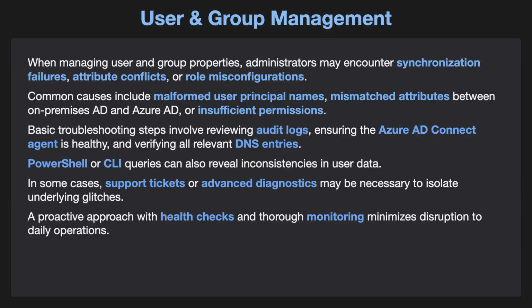When managing user and group properties, administrators may encounter synchronization failures, attribute conflicts, or role misconfigurations. Common causes include malformed user principal names, mismatched attributes between on-premises AD and Azure AD, or insufficient permissions. Basic troubleshooting steps involve reviewing audit logs, ensuring the Azure AD Connect agent is healthy, and verifying all relevant DNS entries. PowerShell or CLI queries can also reveal inconsistencies in user data. In some cases, support tickets or advanced diagnostics may be necessary to isolate underlying glitches. A proactive approach with health checks and thorough monitoring minimizes disruption to daily operations.